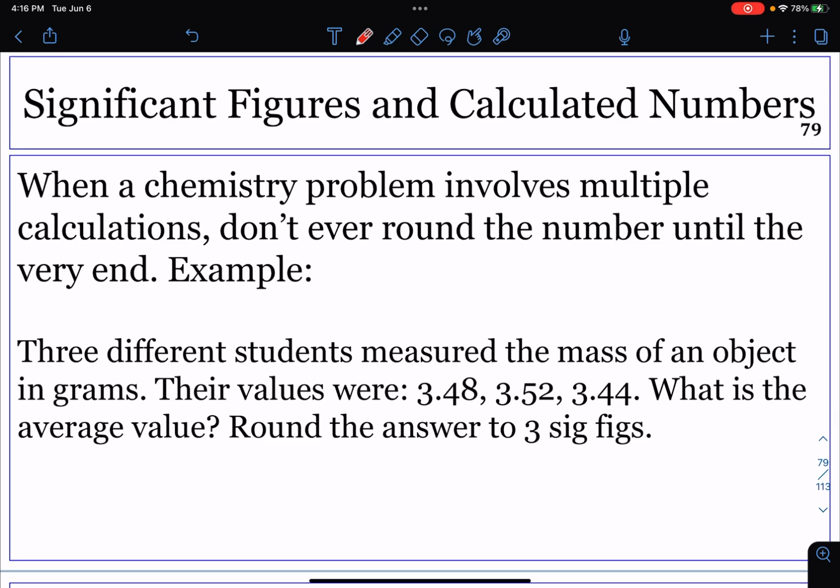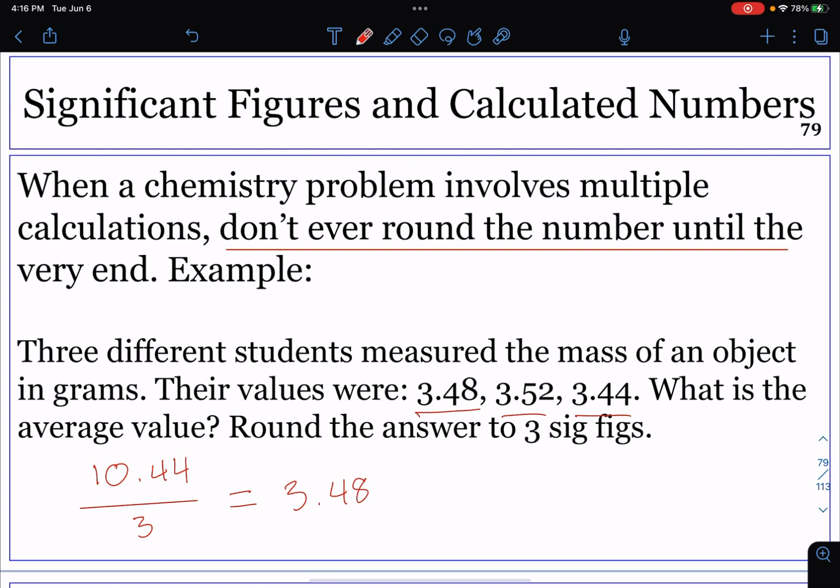we would see that the total, 3.48 plus 3.52 plus 3.44, your calculator gives you 10.44. Don't round until the very end, as that is the rule for science problems here. So then, in order to find the average, you divide by 3, because there are exactly 3 values, 1, 2, 3. And then when we plug this into our calculator, we get 3.48. This is the answer. That's the average value to the correct number of significant figures.